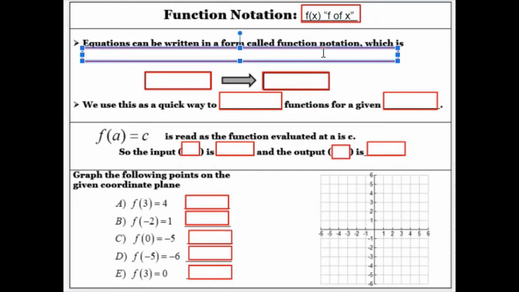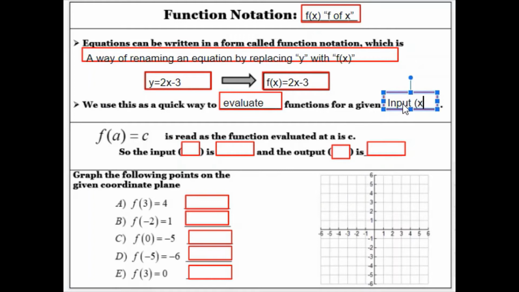Equations can be written in a form called function notation, which is a way of renaming an equation by replacing y with f of x. So if, for example, you had an equation that was y equals 2x minus 3 and you wanted to write that in function notation, it would be f of x equals 2x minus 3. So same equation, but instead of a y equals, we're going to write f of x equals, and that is function notation. We view this as a quick way to evaluate functions for a given input or x value.